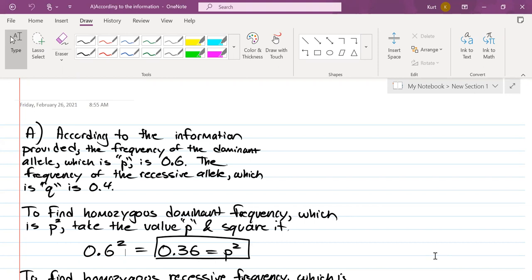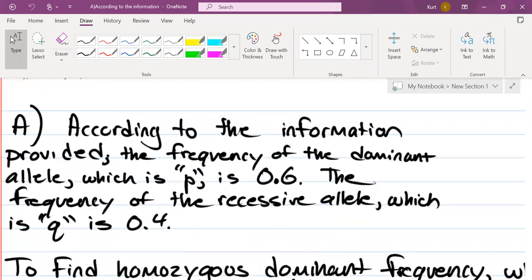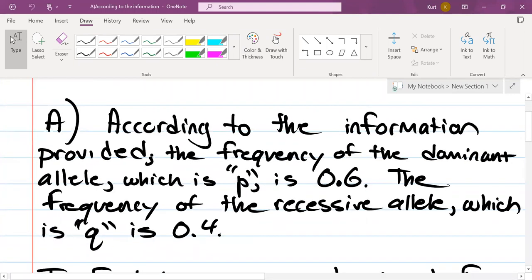So here's what I put. Take all this in. Here we go. According to the information provided, the frequency of the dominant allele, which is P, is 0.6. The frequency of the recessive allele, which is Q, is 0.4. So what I've done here is I basically restated the prompt, making that clear. And I want you to look at the first words I used, according to the information provided.